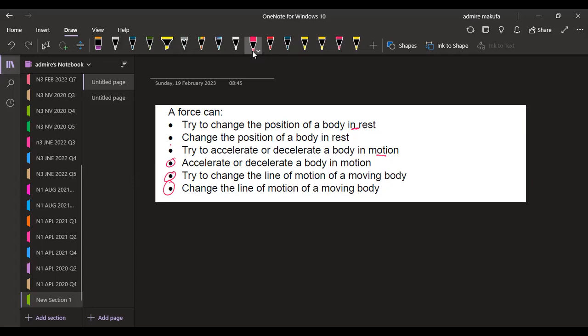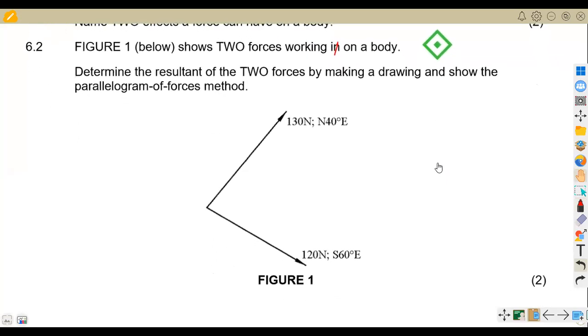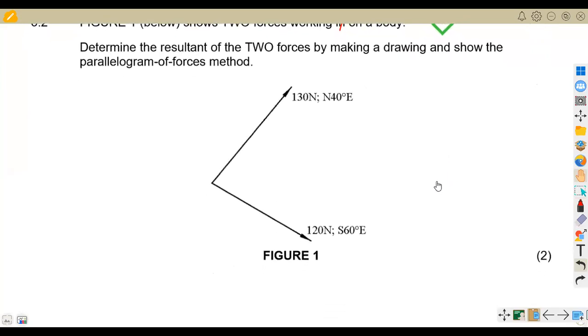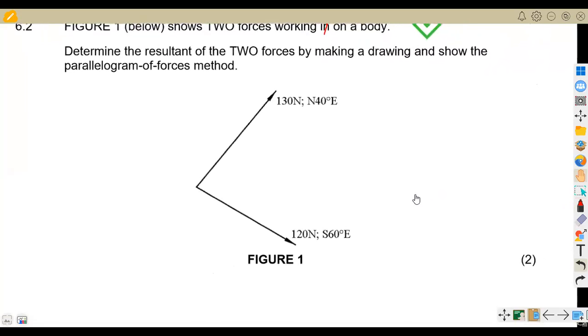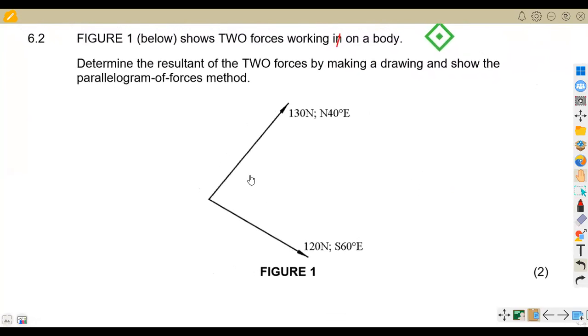So let's check the other part of the question, question 6.2. The picture below shows 2 forces working on a body. Determine the resultant of the 2 forces by making a drawing and show the parallelogram of forces method. So in this case, we are required to apply the parallelogram of forces method.